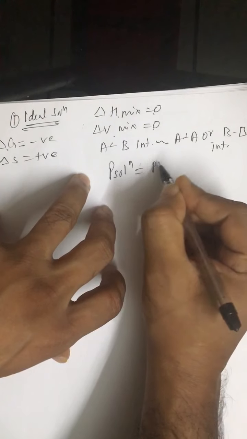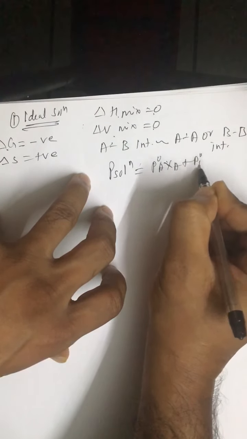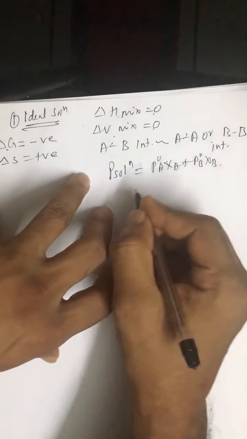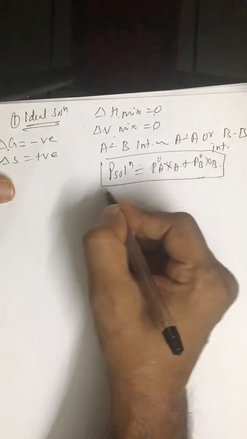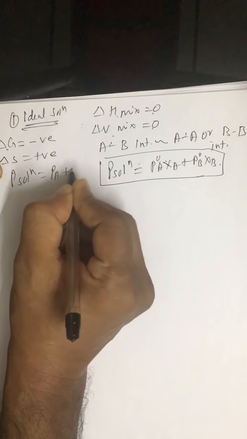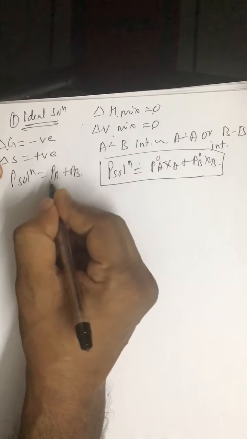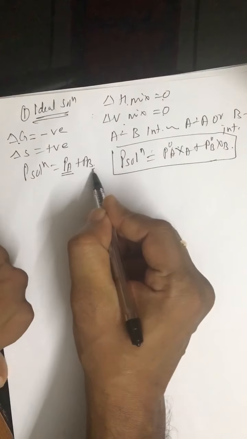P solution is equal to P0A x of A plus P0B x of B. All right. For ideal solutions, or you can say P solution is equal to PA plus PB. What is PA? Vapor pressure of liquid A in solution, and PB is vapor pressure of liquid B in solution.